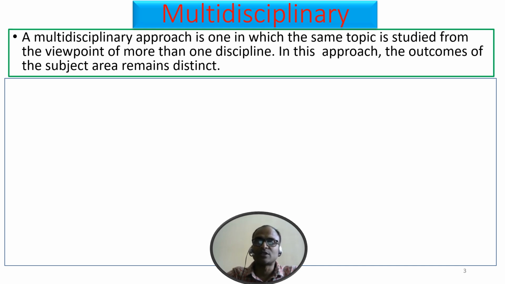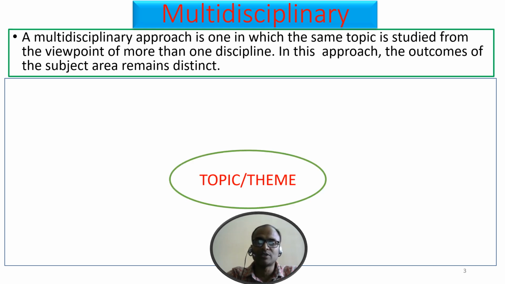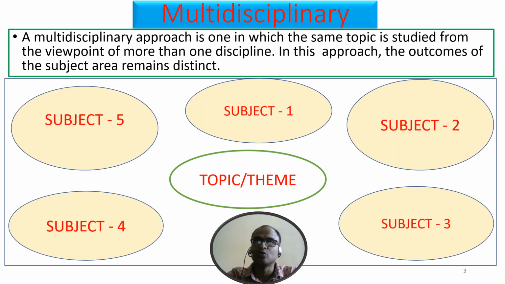Let us understand the concept of the multidisciplinary approach with the help of some examples. Suppose there is a common topic or theme in a particular grade. This particular theme or topic can be discussed from different perspectives based on different subjects like subject 1, subject 2, subject 3, subject 4, subject 5, etc. The same topic or theme can be studied from the viewpoint of different subjects, different disciplines.